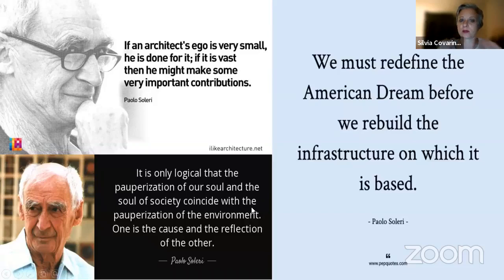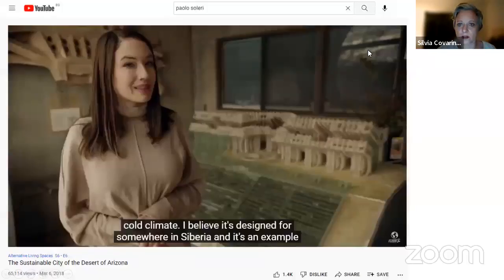This is some spot of the way he was thinking. If an architect's ego is very small, the rest of them might make some very important contributions. He was talking about the capacity of the designer to contribute to the environment. It is only logical that the preparation of our soul and the soul of our society coincide with the preparation of the environment. He's talking about society, community, and environment, which, as I mentioned before, are the three big pillars of sustainability.